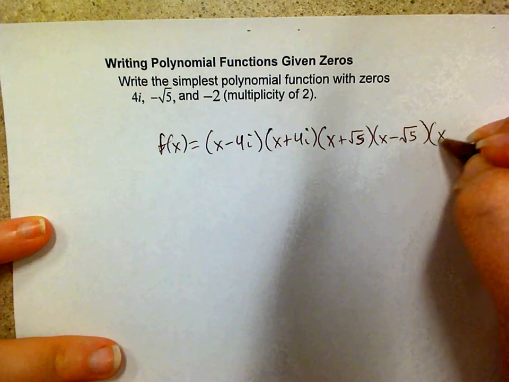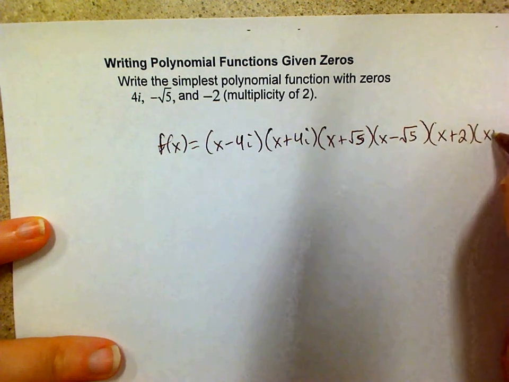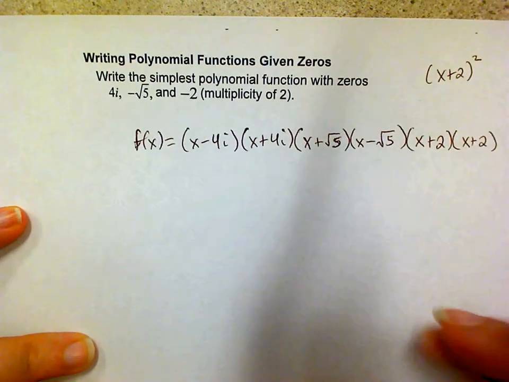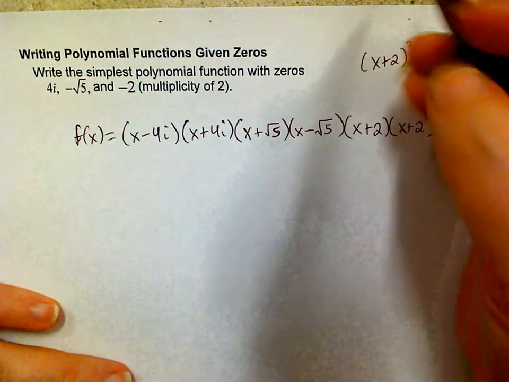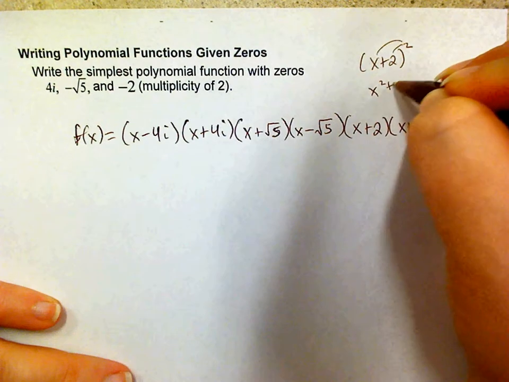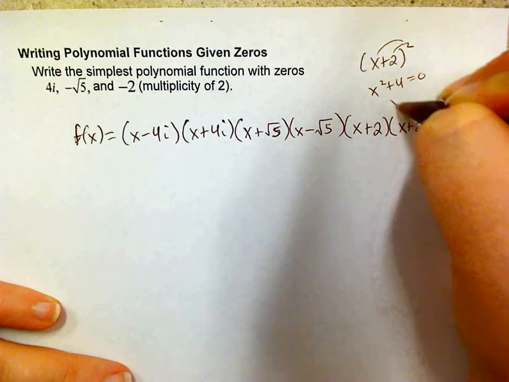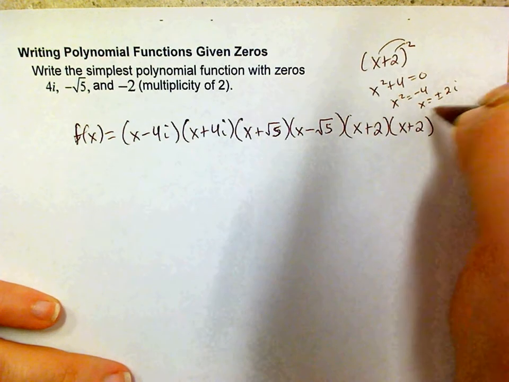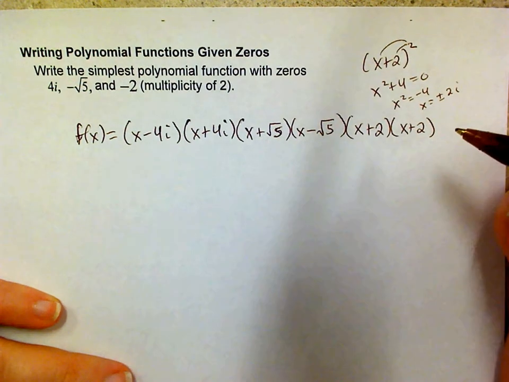Now you might think about writing x plus 2 quantity squared, but I caution you against that, because some people do that and then they distribute the square and say x squared plus 4, but if you were to set that equal to 0 and solve, you would get x equals plus and minus 2i, which is not what it's supposed to be. It's supposed to be just negative 2. Okay? So don't distribute the square. You've got to multiply them out.